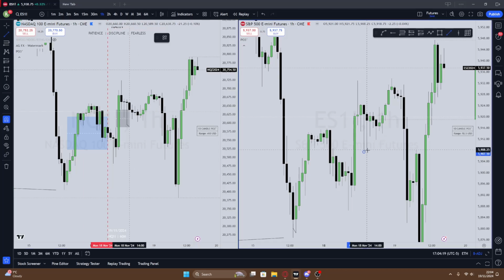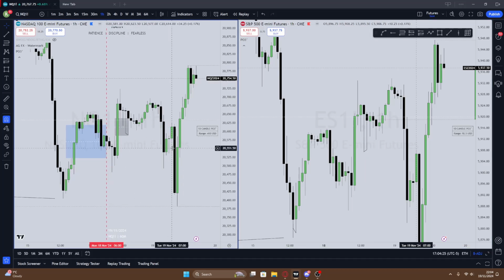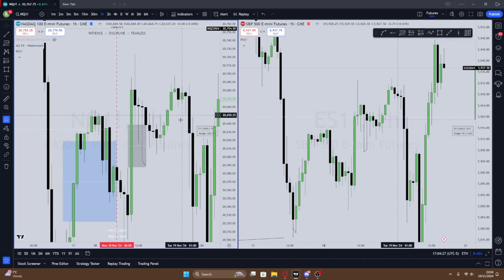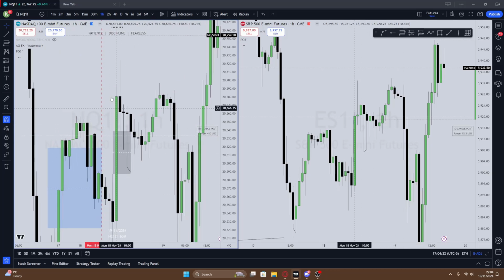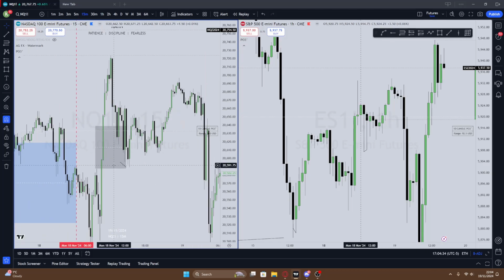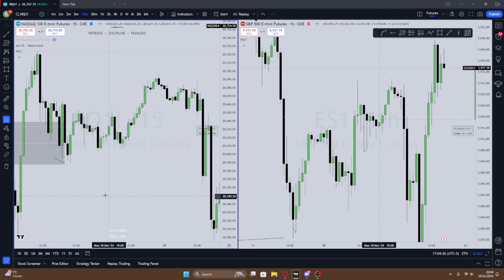So when we closed at, I think it was 3 PM New York time, let me see. Yeah, 3 PM New York time when we closed there, we respected both this fair value gap and also the SMT that we created. So from there, I was looking at buys.